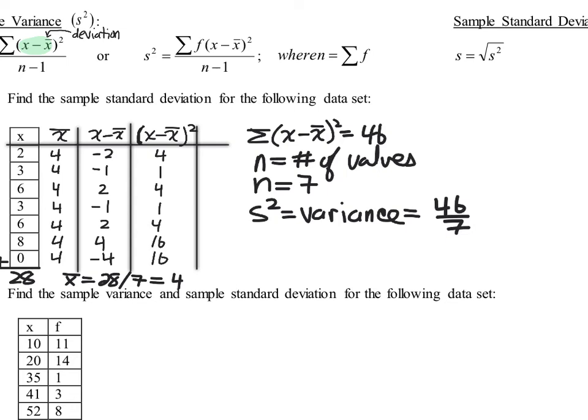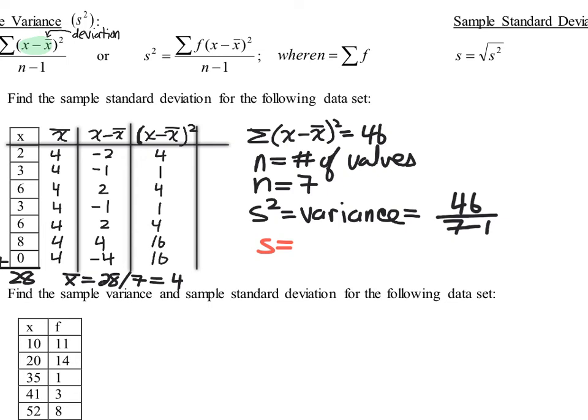You're welcome to leave that in fraction form if you want, or you can put it in decimal form. If you want a more precise standard deviation, you're better off leaving it in fraction form, because the next step is to take the square root of that. Oh, 7 minus 1, thank you. So that would be 46 over 6. No need to simplify, because we're going to get a decimal final answer anyway.